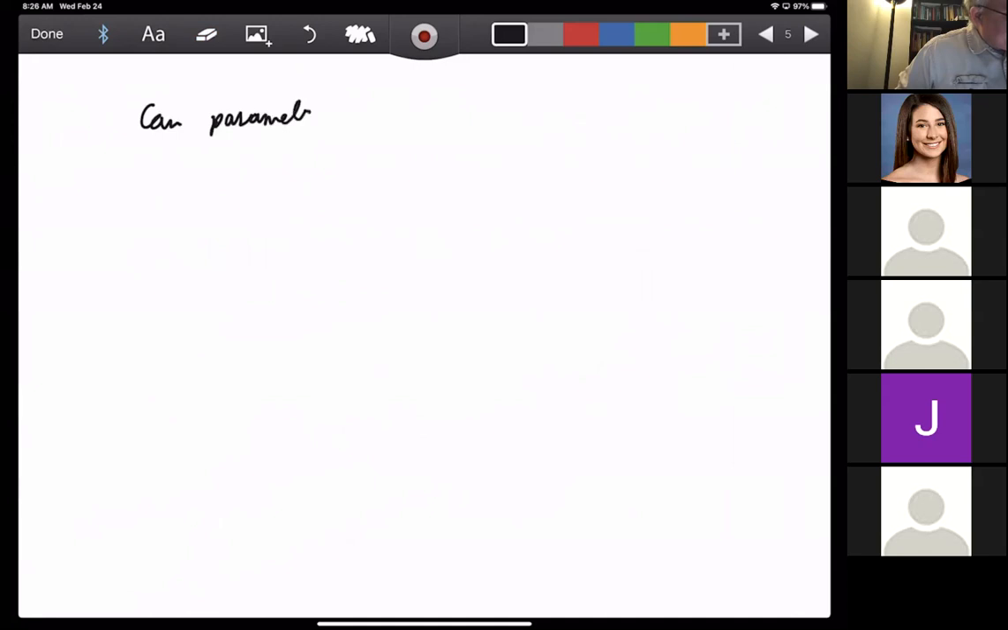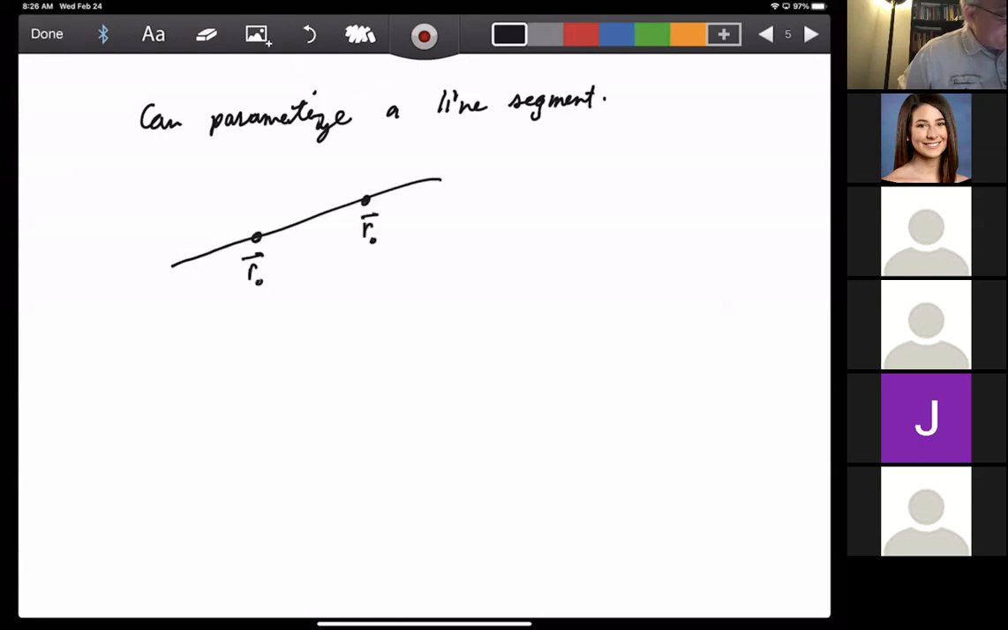In a number of applications, we're going to want to parameterize a line segment. So if we get our line, let's say we've got a point R0, R1. These are the position vectors for these two points on the line. And let's say we want to parameterize this line segment. Well, we can do that essentially by thinking about parameterizing the line.